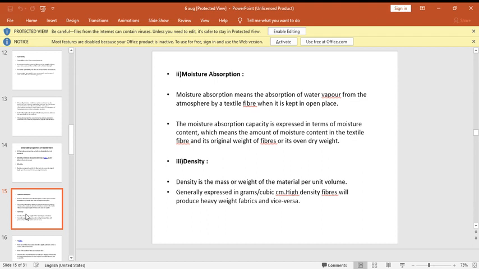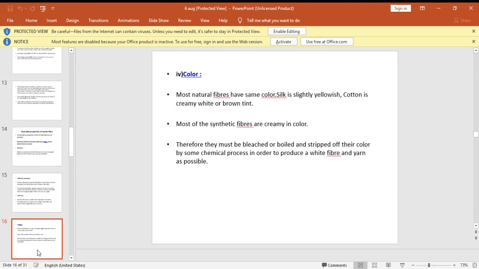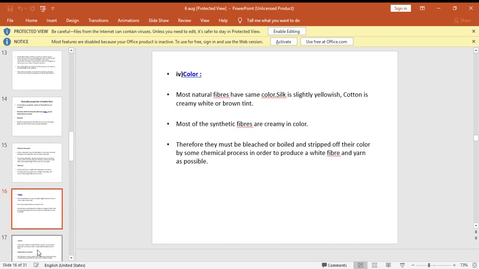And density. Density is the mass or weight of the material per unit volume, generally expressed in grams per cubic centimeter. Higher density fibers will produce higher weight fibers and vice versa. Then color. Most natural fibers have their own color. Silk is slightly yellowish, cotton is creamy white or brown lint. Most of the synthetic fibers are creamy in color. Therefore, they must be bleached or boiled and stripped of the color by some chemical process in order to produce a fiber and yarn as white as possible.